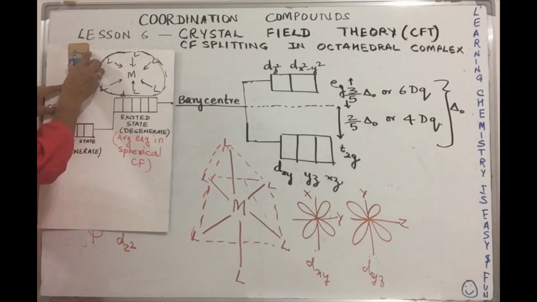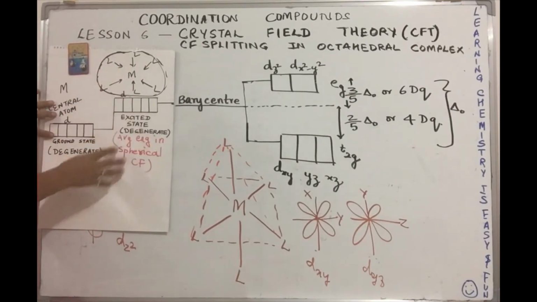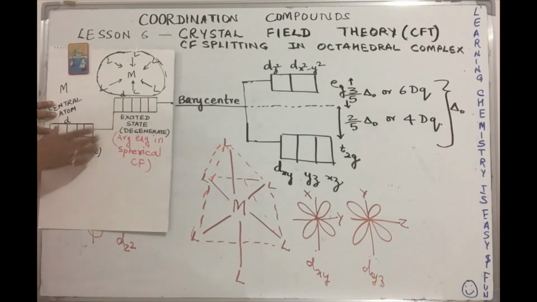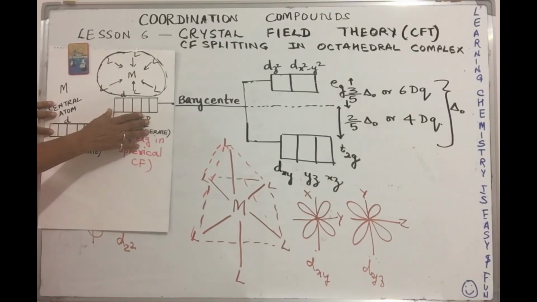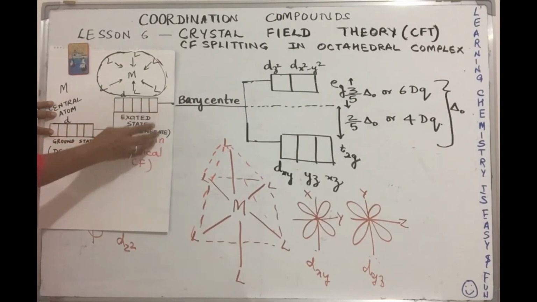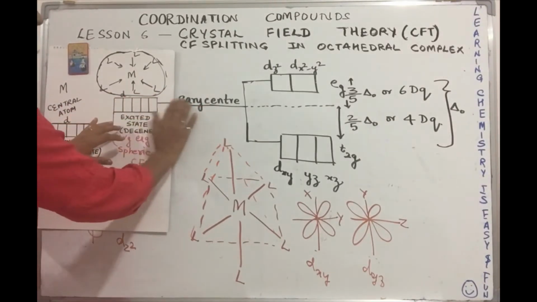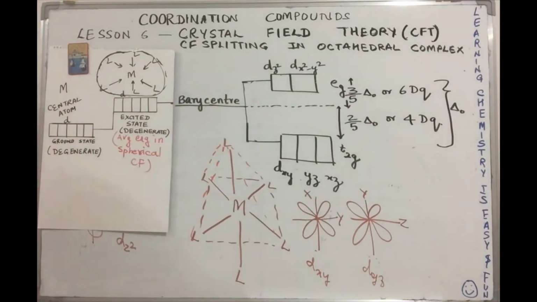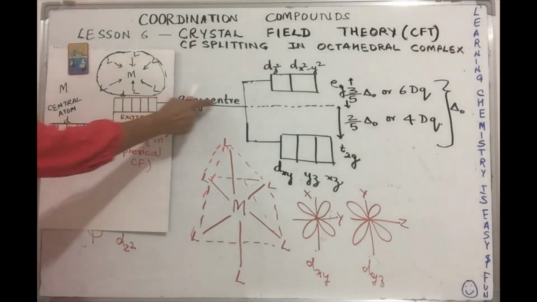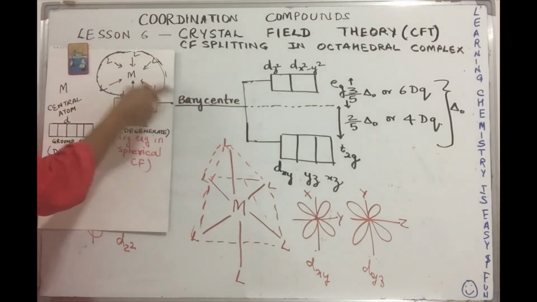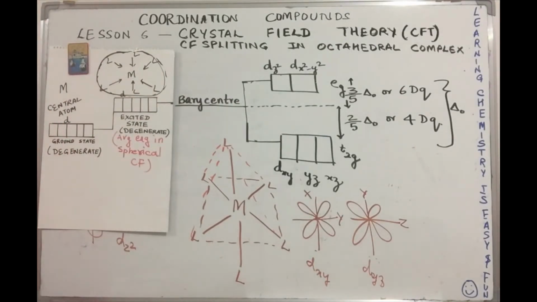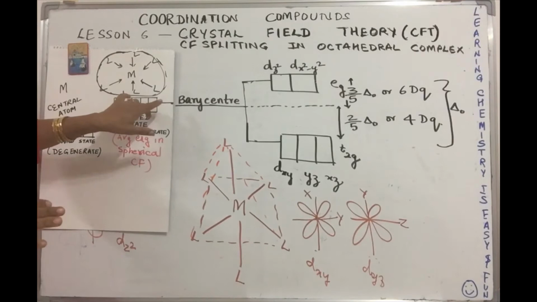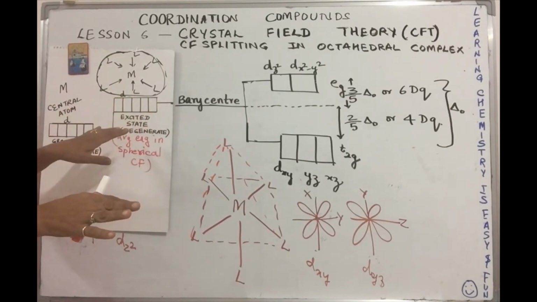So we have here the central atom, ground state, degenerate, all the orbitals at the same energy. Coming to the approach of the ligands in a spherical field, this is the excited state, again all of them degenerate, correct? Next, this state is what we call the barycenter. That means the level where the energy of all the d orbitals is assumed to be zero. They are all at equal energy. There is no difference between them, right?